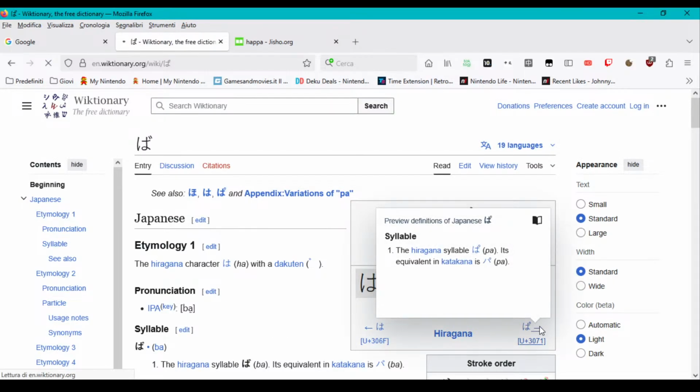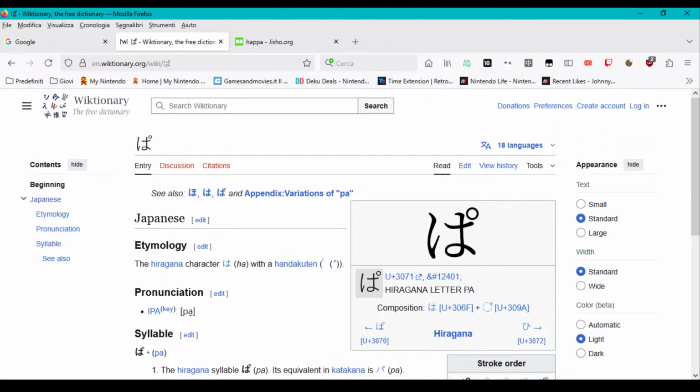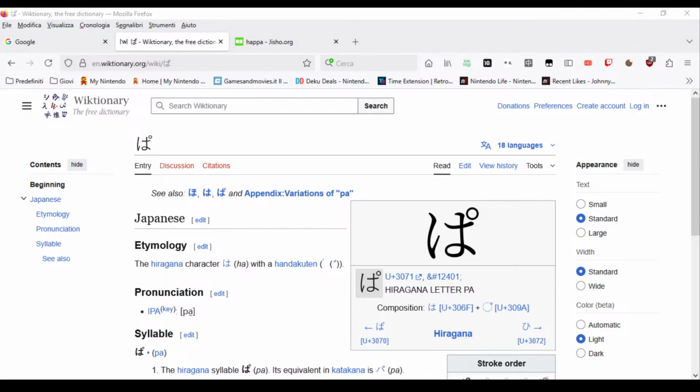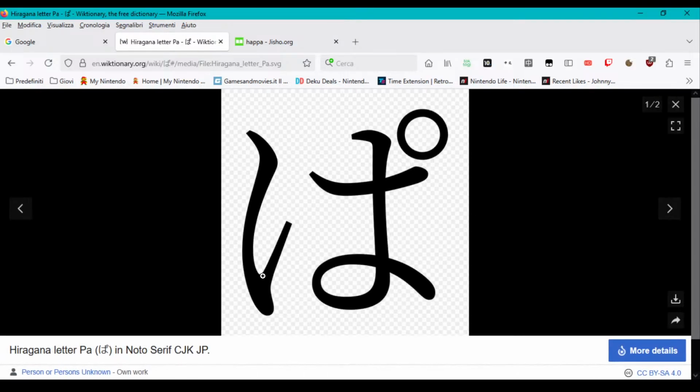Let's move on to pa. Because now for the hagyo, we can also add the so-called handakuten, which is a circle, to have the sound pa. Top to bottom, left to right, top to bottom with the circle, and the circle, which is the handakuten.